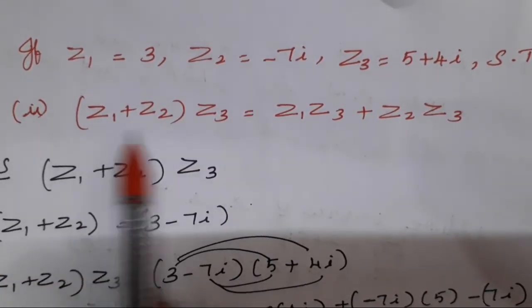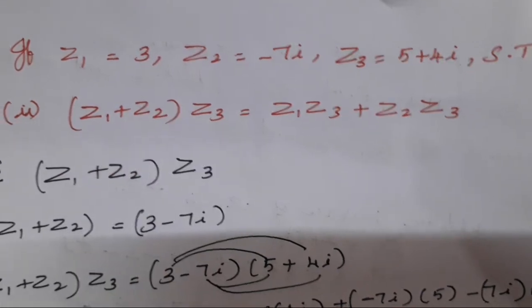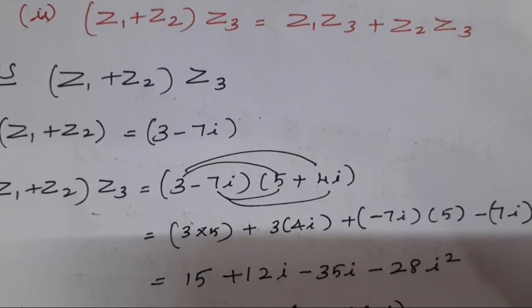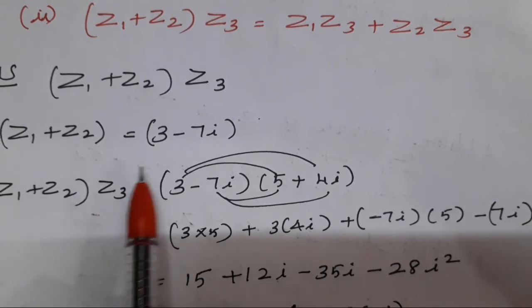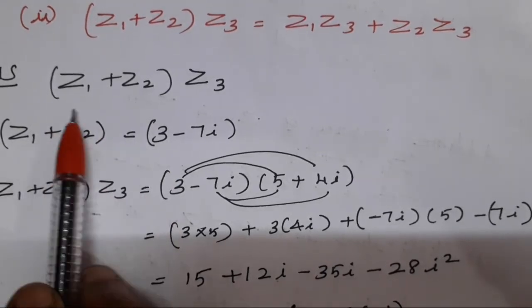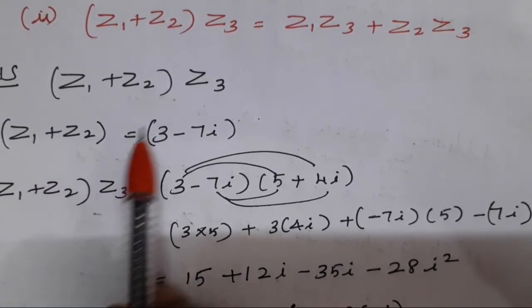So just listen. What is the given? Substitute the complex values, and that's enough for you. First take down the LHS. Z1 plus Z2. What is our Z1?